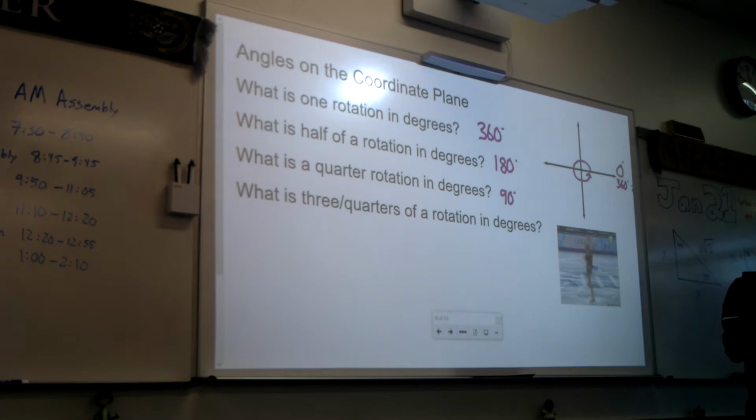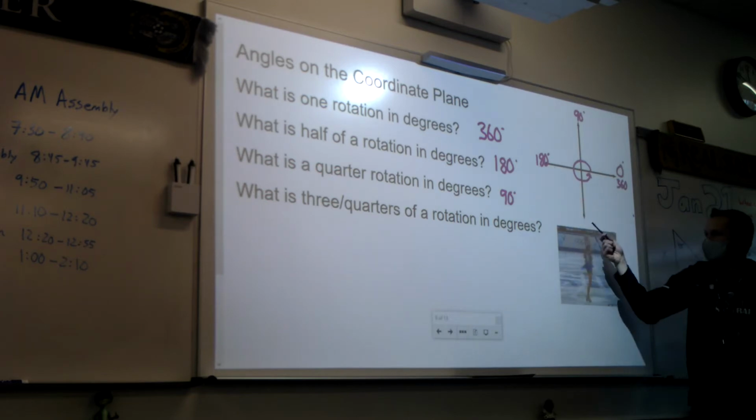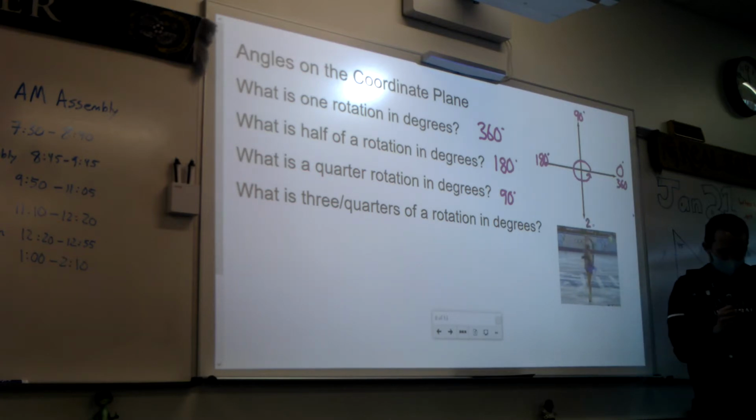Now, what did you guys say a half rotation is? 180. And then a quarter rotation, we said was 90. So then what would 3/4 of a rotation be? If I go 90 here, another 90 here, what do I need to go to get to there? 90. Another 90. What's 180 plus 90? 270. So this one is the trickiest for people to figure out.